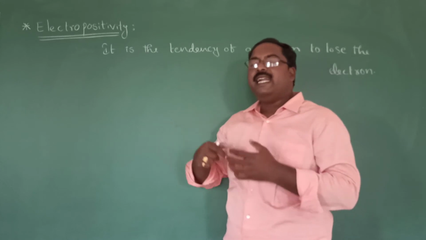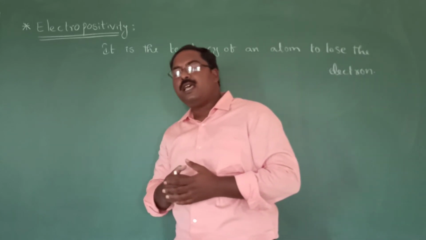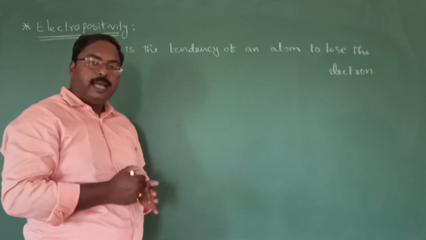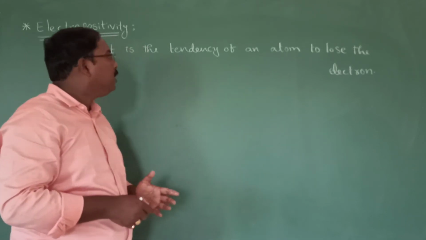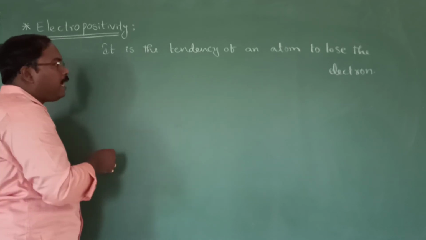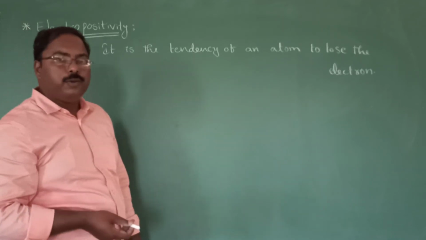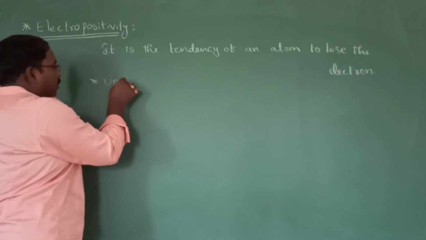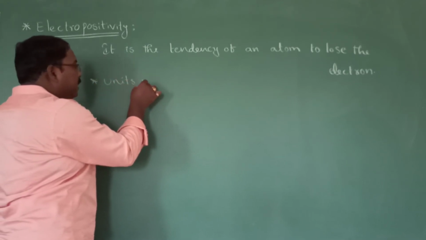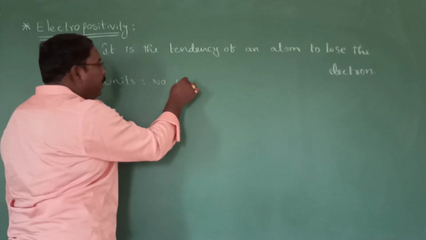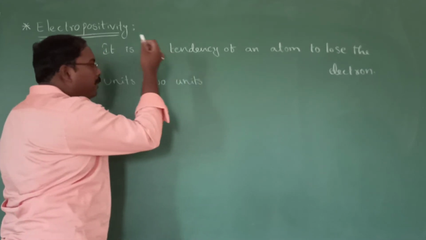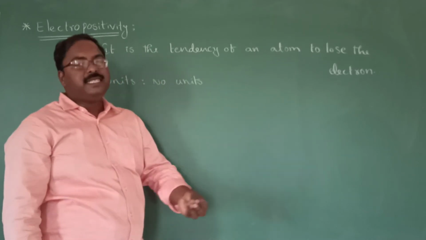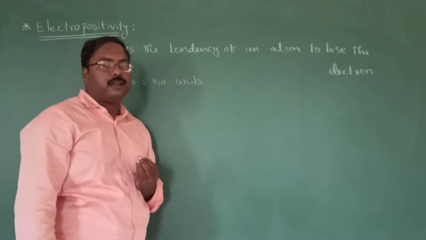electropositivity is the tendency of an atom to lose the electron. So we cannot measure this electropositivity. So the units for electropositivity, if they ask, it doesn't have any units. To measure the electropositivity there will be no units, so you cannot measure electropositivity. It is just the tendency of an atom to lose the electron, right?